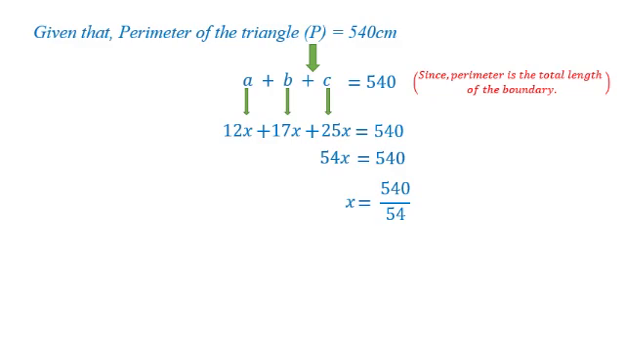So this 54 will get cross-multiplied and go down to the other side, and here this 54 will get cancelled. So 54 ones are 54, and in the numerator also 54 ones are 54, and we are left with 10. Now x is equal to 10 divided by 1, and that will give us x equals 10.